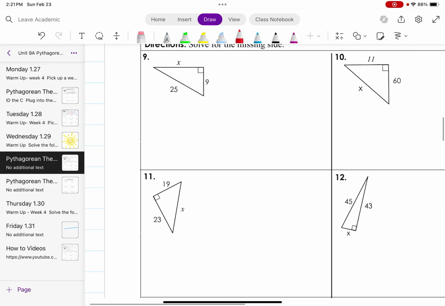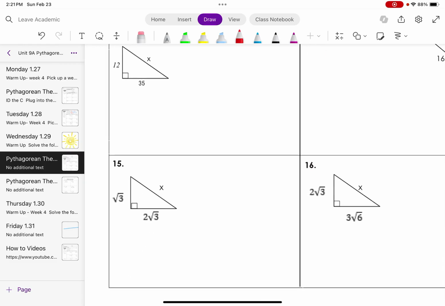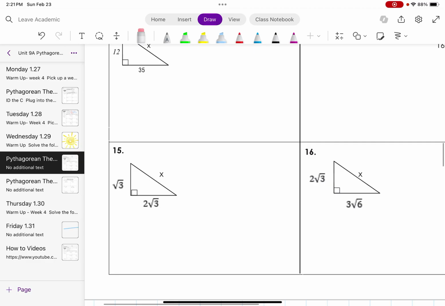Alrighty, so the next one's over here. This one I want to show you. Alright, this one right here. So these ones down here have these involved, okay? I'll solve number 15, and then I'll turn you loose from there, okay?